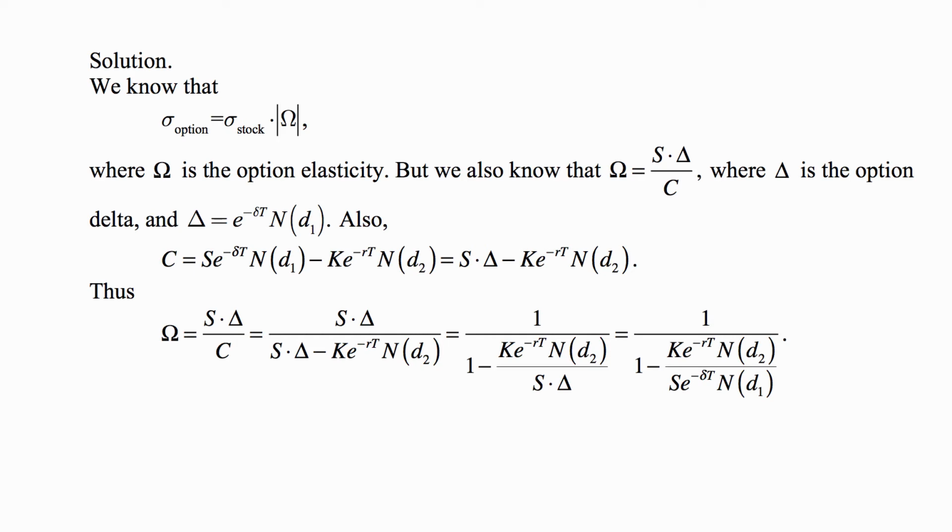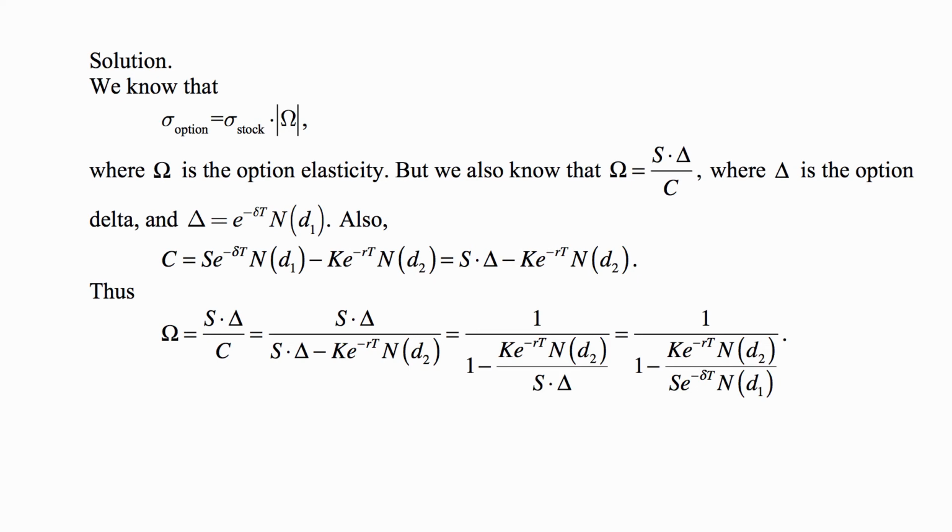So in this context, the call price is S times e to the minus delta t times N of d1 minus K e to the minus rT N of d2. And we're looking again for option elasticity in order to plug it into that formula for the volatility of the option. So we plug in the formula for the price of a call in the denominator. Divide the top and bottom by S times delta, and we get 1 over 1 minus K e to the minus rT N of d2 divided by S times delta.